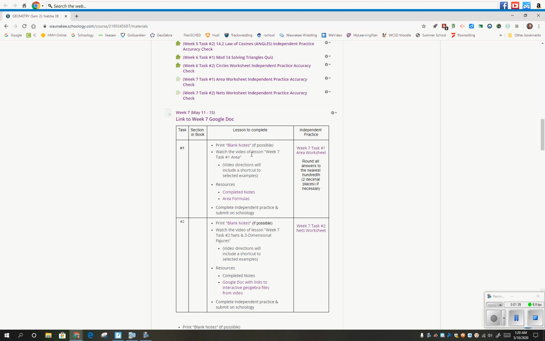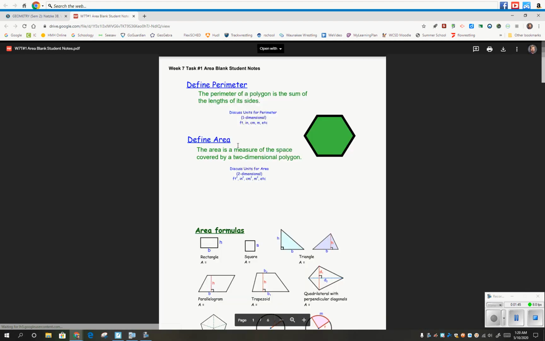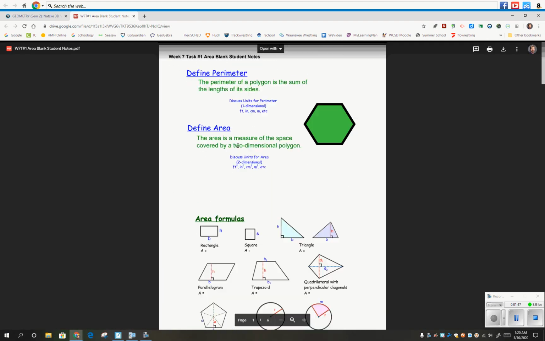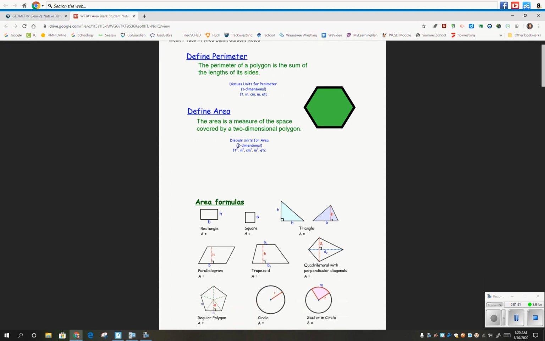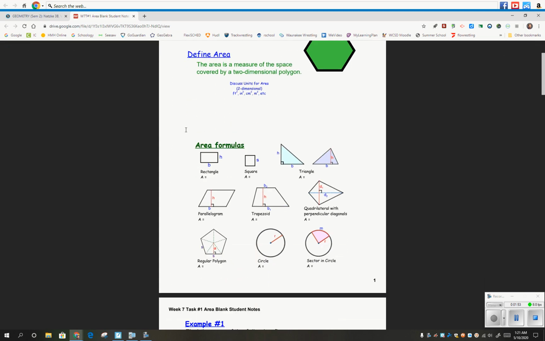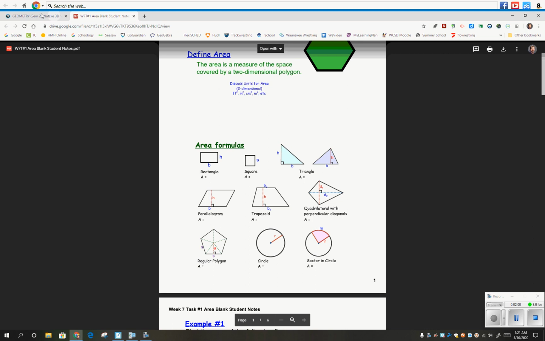So if you want, you can go ahead and print the blank notes. Click on that link, it'll open up for you, and you can print that out. If you can't, you can just follow along on paper and jot the stuff down. One thing I would recommend if you're jotting down is to take one sheet as you see this slide for area formulas, and we will use that predominantly as we go through this.